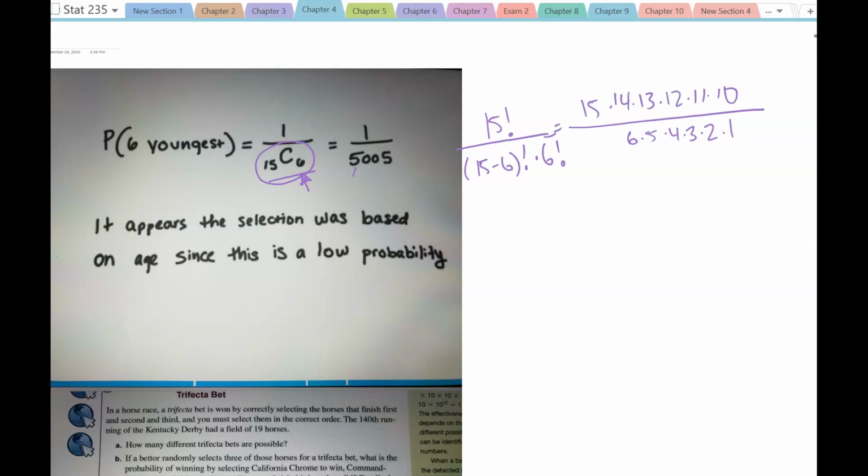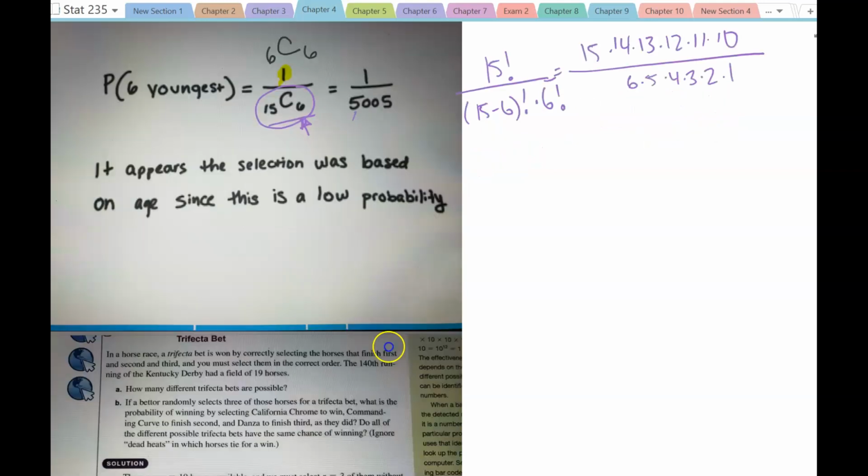The numerator here is the number of ways, out of the 6 youngest, that you're choosing the 6 youngest. There's only one way to do that. There's only one way to pick 6 out of 6. But the bottom is the total number of ways you can group 6 from 15, and you get 5,005.